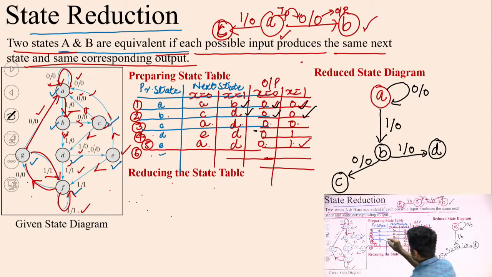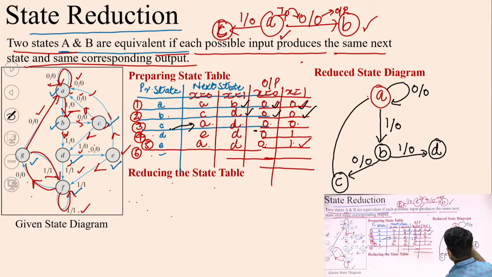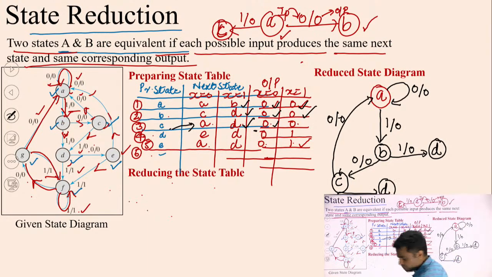Checking the third row, C's next state will be A for X is equal to 0, and output is also 0 here. C's next state will be D for X is equal to 1. I think it is clear, it is not getting obstructed by the corner photograph of mine. So if I get input as 1, I will reach D and output is also 0.